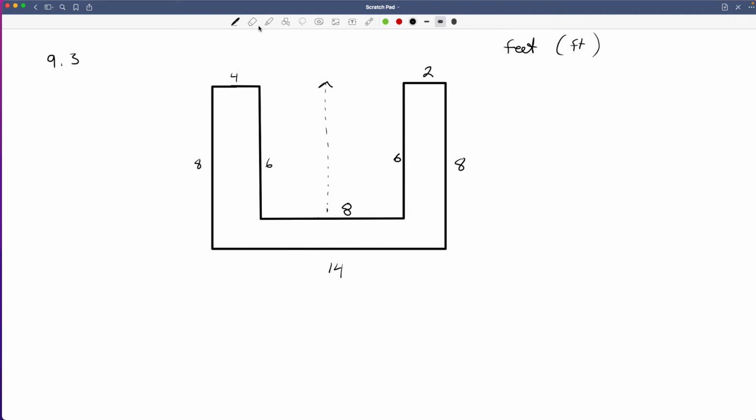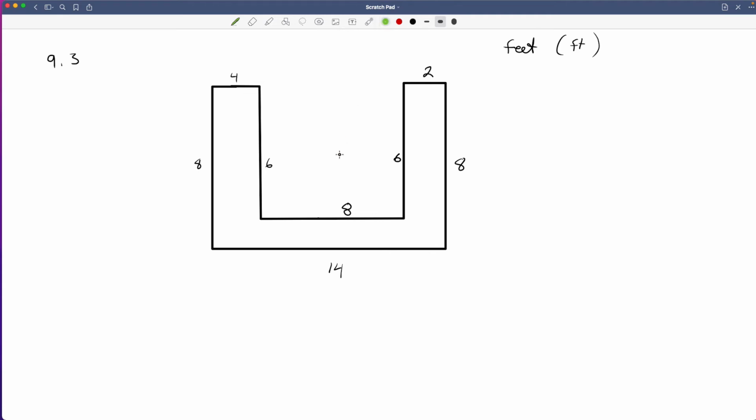So one of the things that I'm seeing, and something that could help you go a little bit faster, is that there are some duplicate measurements here. So first of all, I see 1, 2, 3 eights. So I can say 3 times 8. That equals 24. And I'm also seeing 2 sixes. So 2 times 6 would equal 12. So now all that's left is a 4 and a 2 and a 14. Right? So I can add these numbers together. It's just a little bit faster.